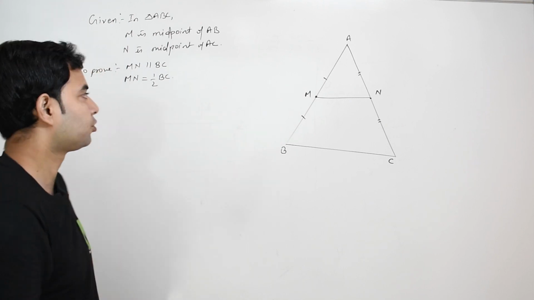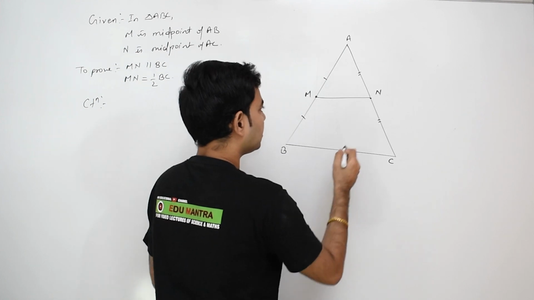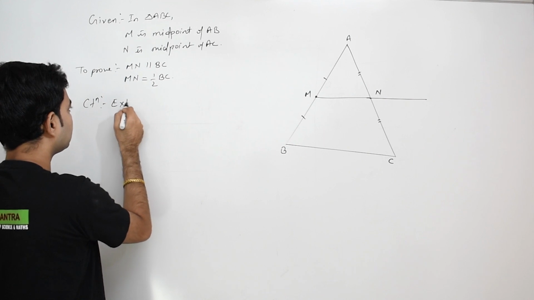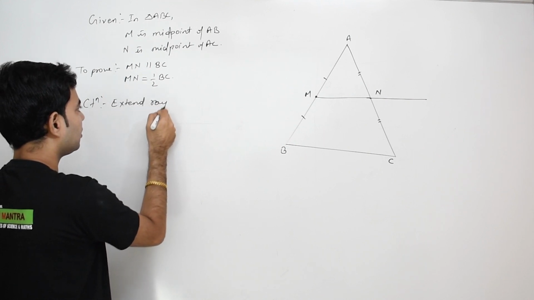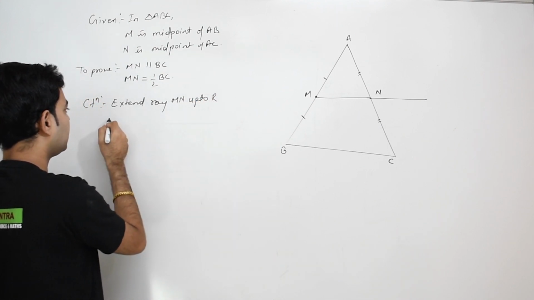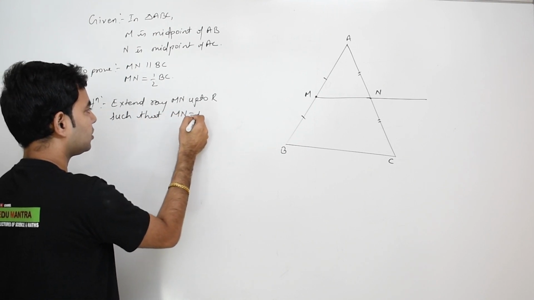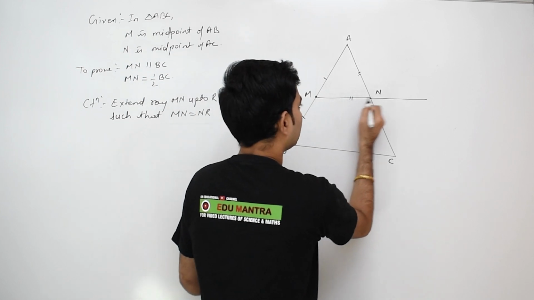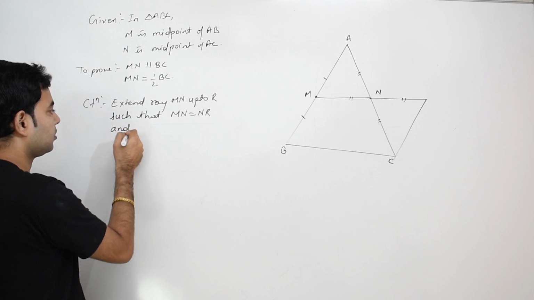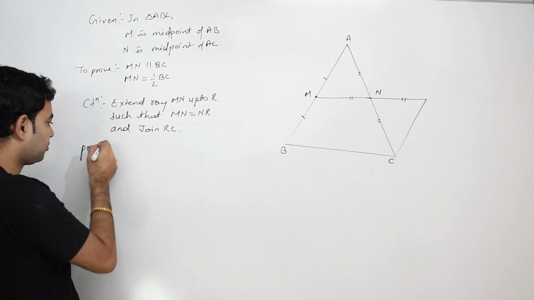You have to prove. For that we have to construct something, that is extend ray MN up to R such that MN is equal to NR. MN जो है आपका NR से इक्वल है and join RC. For that अब देखो प्रूफ कैसे होगा.